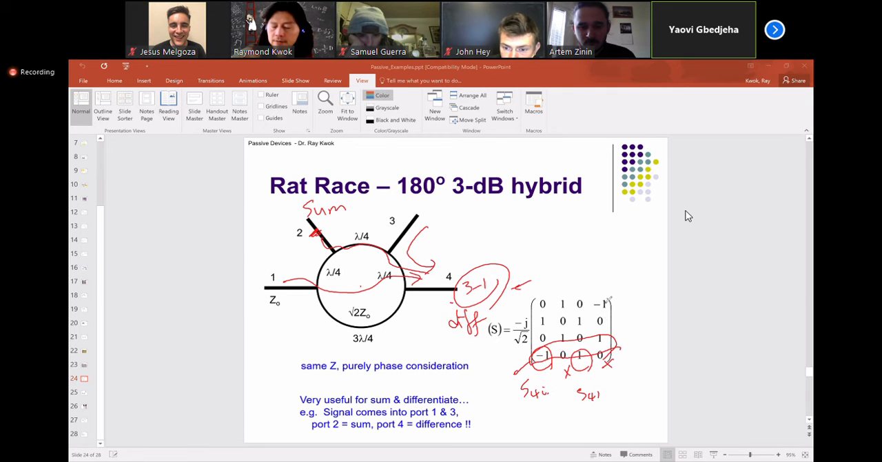So the output is 4 and the input is 1, right? That's right. Okay. So you were saying something about noise. You could maybe take a single signal and split it, feed it to ports 1 and 3, and then combine ports 2 and 4, and then you would get the noise. Yeah, you can subtract the noise, for example, right?